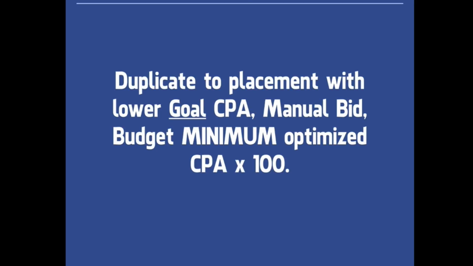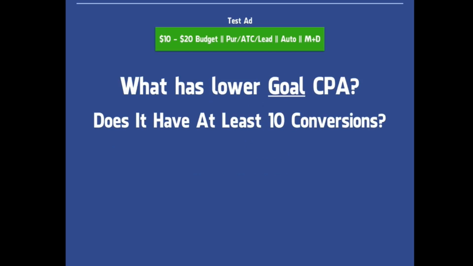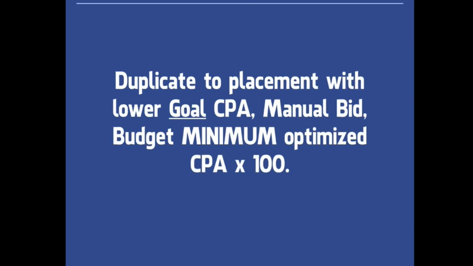So I'll look at my optimized CPA and I'll multiply that by 100. So if I'm optimizing for add to cart and I'm paying $3 per add to cart on my test ad, I will multiply that by 100. That's going to be the minimum of the budget on this new ad.